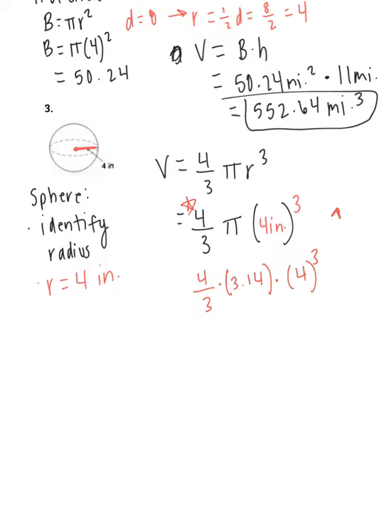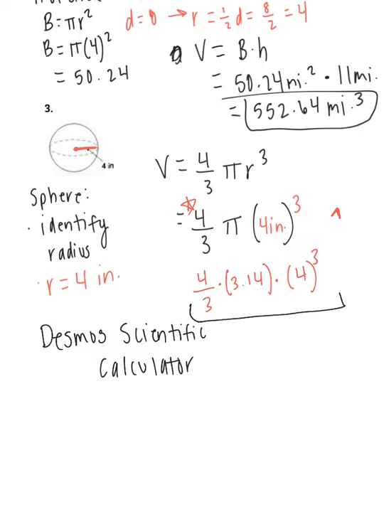On your iPads, you just have to type in Desmos Scientific Calculator into Google or whatever you prefer to use for your search engine. So we would say Desmos Scientific Calculator. If you type that in, it's going to pull up a nice calculator for you where you should easily be able to type this in.